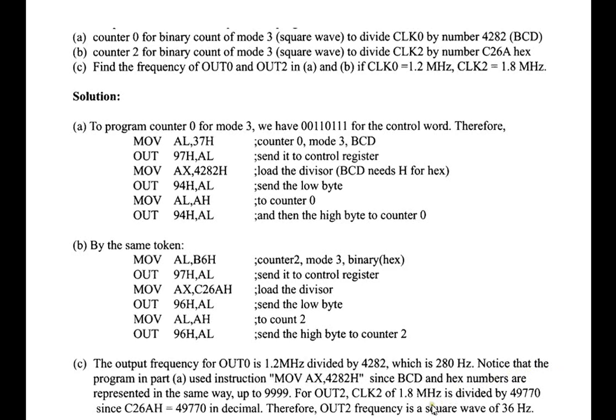And now moving to the next, here we have the clock speed of 1.8 MHz. So 1.8 MHz divided by 49770, which is generated by C26A in hexadecimal form. If we convert it into decimal, we have 49770. So if we divide 1.8 megahertz by 49770, we get the result of 36 Hz.